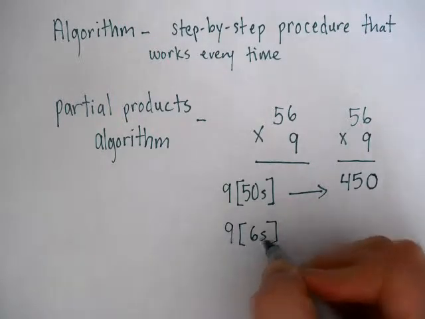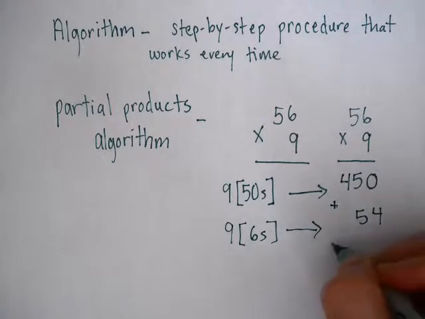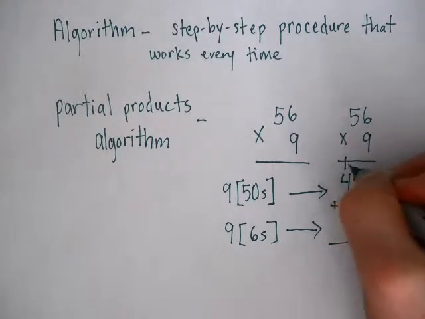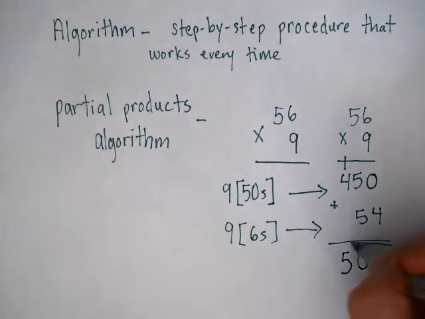is going to be just like 9 times 6, and that's going to be 54. And then essentially what I do is I just add it together. So I have 0 plus 4 is 4, 5 plus 5 is 10, put down the 0, carry the 1, and then 4 plus 1 is 5. So the answer would be 504.